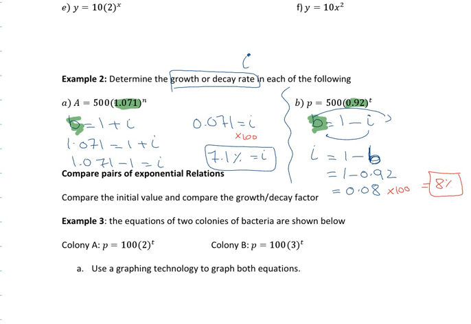So you have to read the question very carefully. If the question is asking you for the factor, that means you're looking for b. If the question is asking you for the rate, that means you're looking for the percentage. We're all on the same page, right? We all understand what's going on here. Okay. Can I go back? Yeah.